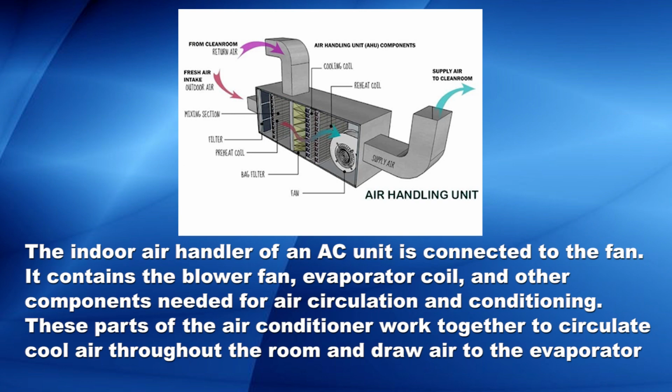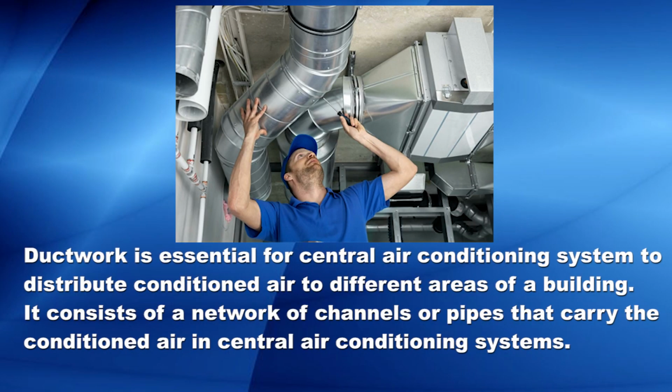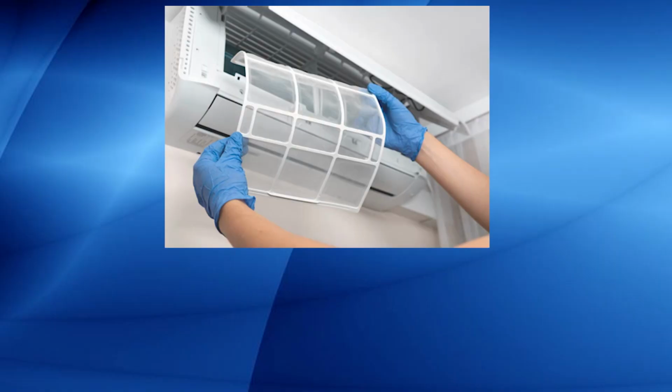The next component is the ductwork. It is used for central AC systems. Ductwork is essential for central air conditioning systems to distribute conditioned air to different areas of the building. It consists of a network of channels or pipes that carry the conditioned air in central air conditioning systems.